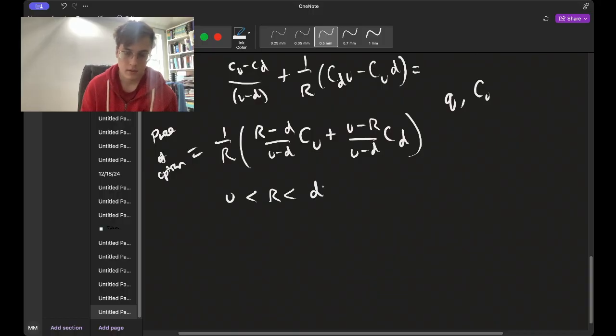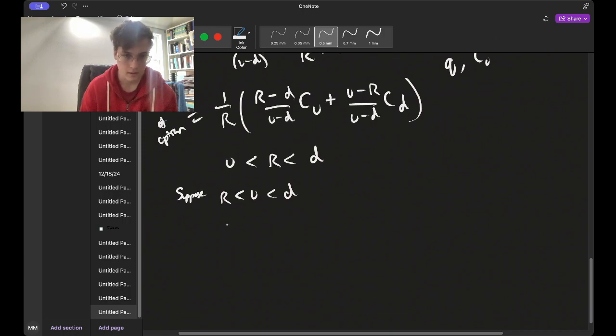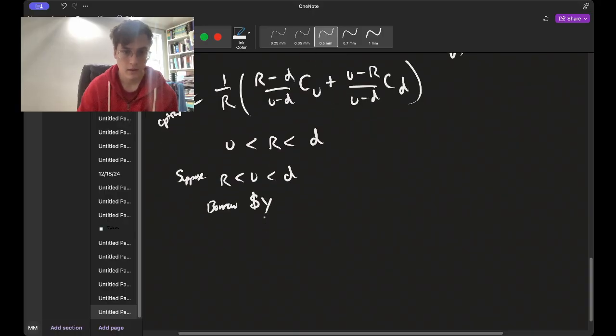Okay, so how do I do that? Well, it's very straightforward. It's sort of an arbitrage argument. So suppose, for the sake of contradiction, that R is less than U is less than D. Then what you should probably do is borrow as much money as you can from a cash account, so like Y dollars, a lot of Y, and then buy the stock, buy S0.